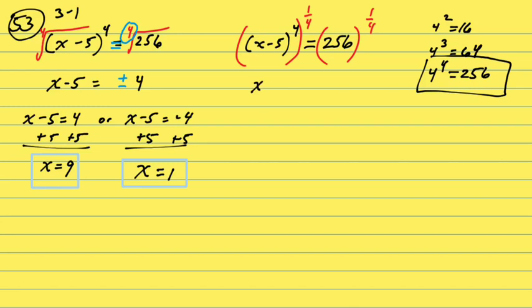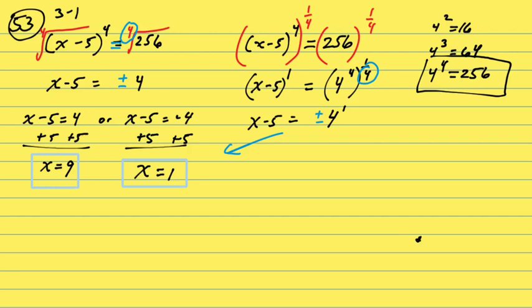Power to a power, you multiply your exponents, so that really just makes it into x minus 5. 256 could be called 4 to the fourth and to the 1/4. So with a power to a power, you get a 1. However, again, you have to remember it's an even root, so you put plus or minus. And then it's the same result from there out.